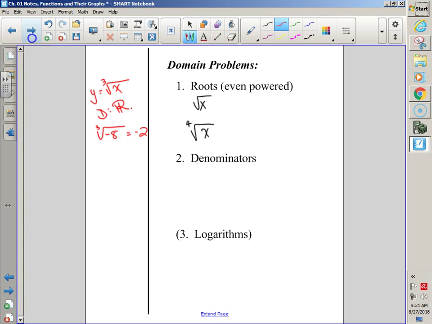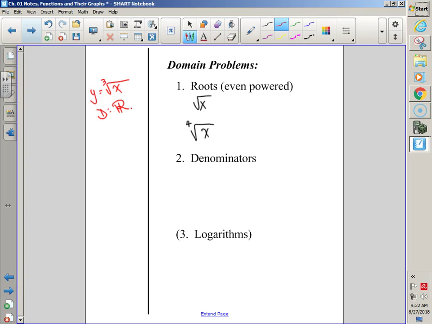Right? So negative numbers work, 0 works, positive numbers work. So if it's a fifth root or a seventh root or a ninth root, totally fine, because you're going to have an odd pairing of negatives to make a negative or an odd pairing of positives to make a positive.